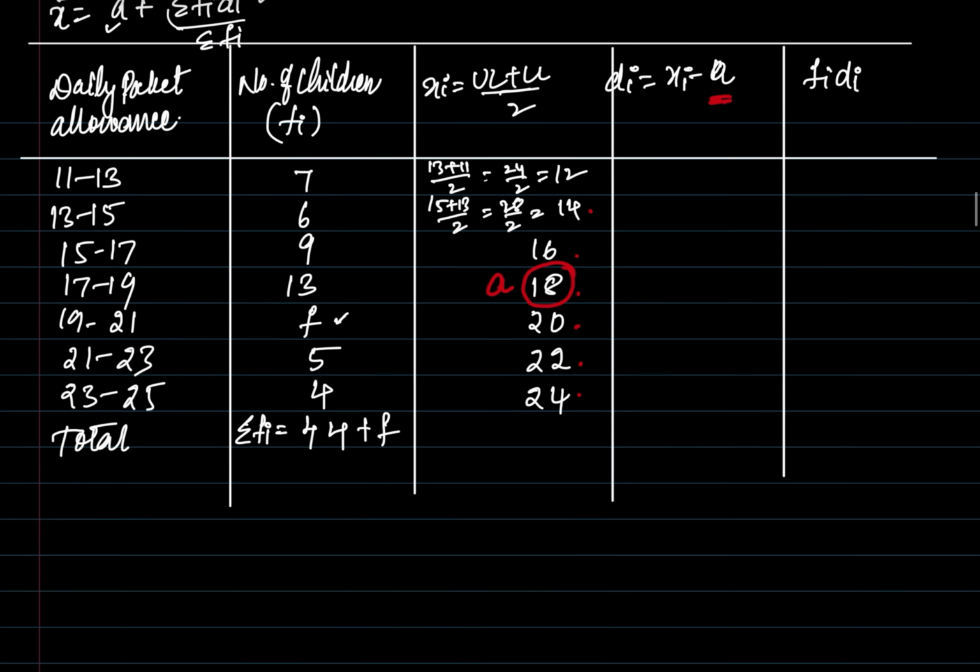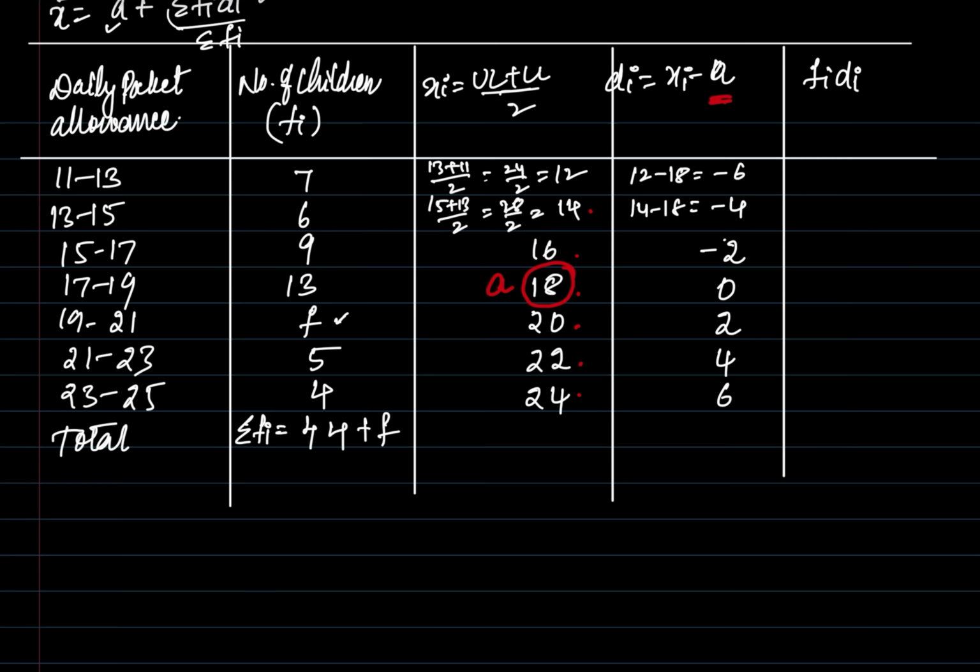Next, di is xi minus A. So xi is 12, minus A is 18. 12 minus 18 is minus 6. Then in the same way, 14 minus 18 is equal to minus 4. In the same way, you have to solve all the terms. The next ones will be minus 2, 0, and 2, 4, and here we'll get a 6.